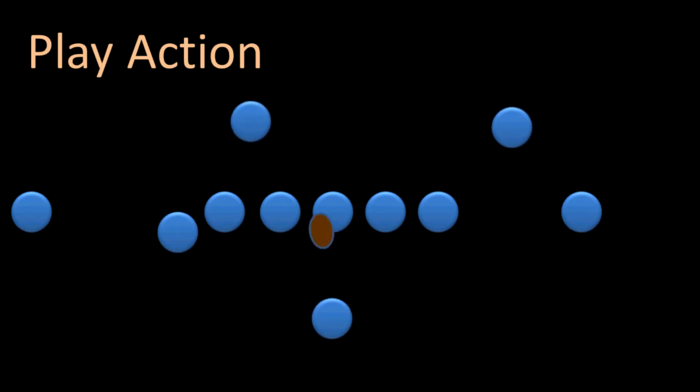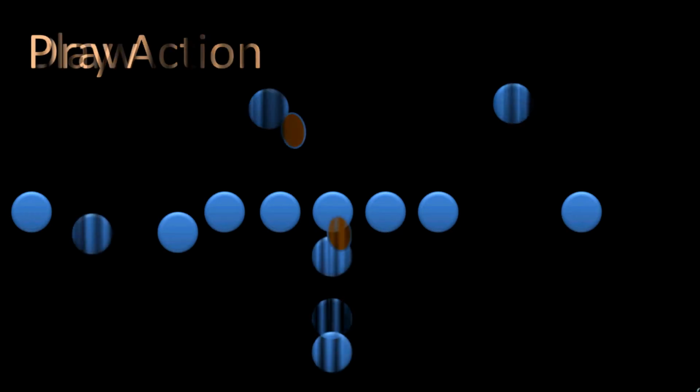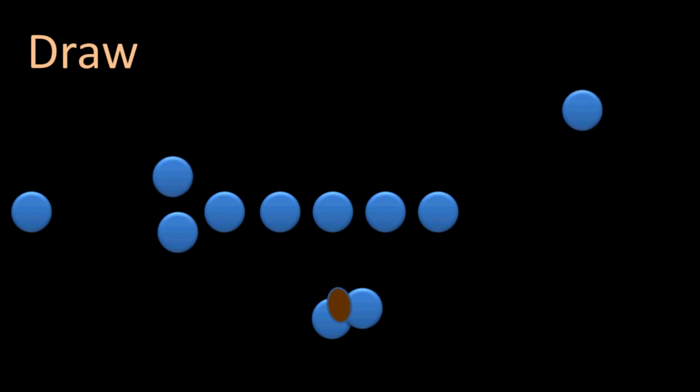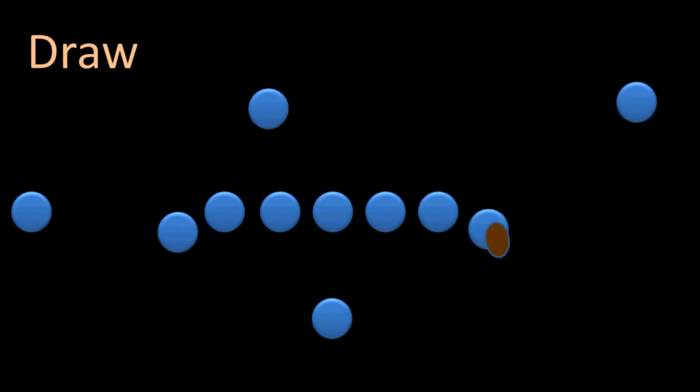The draw play is the opposite. The quarterback will drop back and act as if he's going to pass the ball, and then he will instead hand it off to his running back. So play action equals fake handoff, pass the ball. The draw play is a fake pass, and then the offense will run.